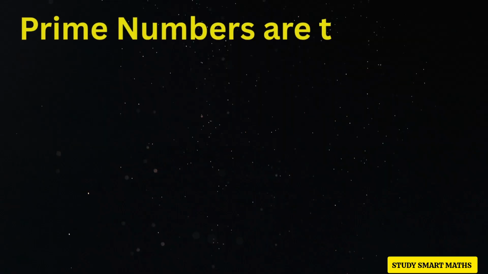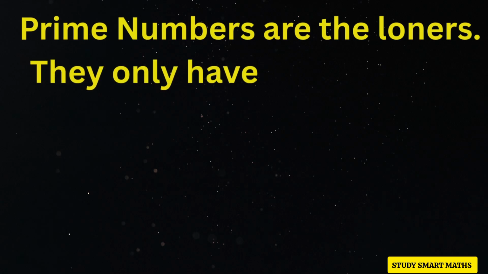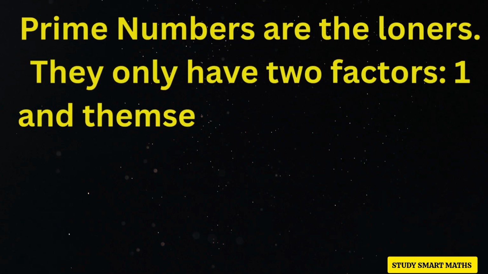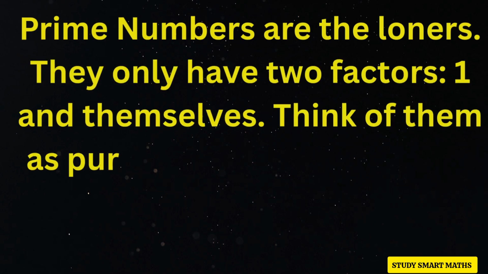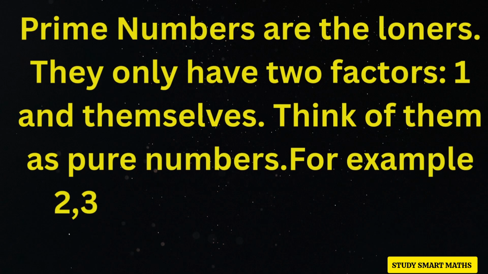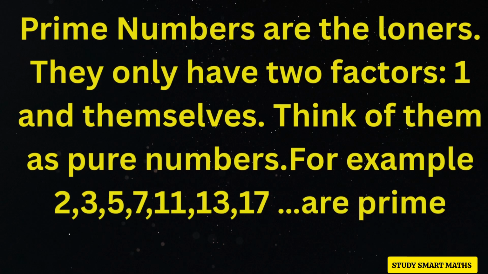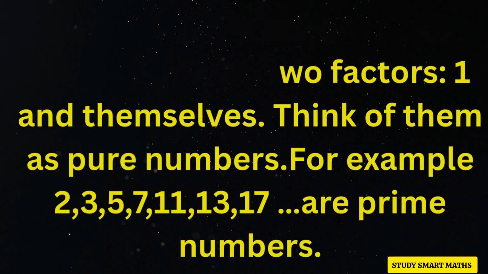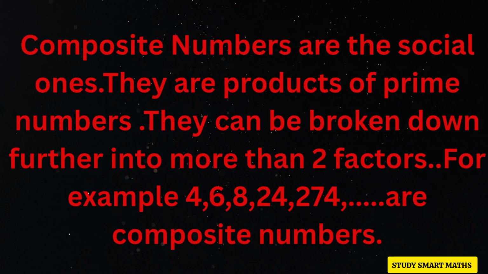Prime numbers are the loners. They only have two factors, 1 and themselves. Think of them as pure numbers, for example 2, 3, 5, 7, 11, 13, 17 are prime numbers. Composite numbers are the social ones. They are products of prime numbers, so they can be broken down further into more than two factors. For example 4, 6, 8, 24, 274 are composite numbers.